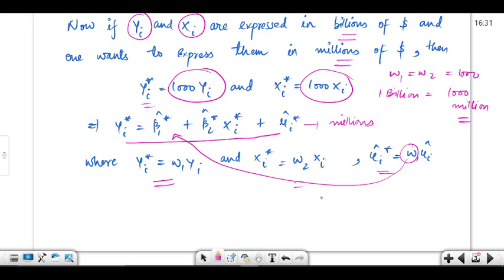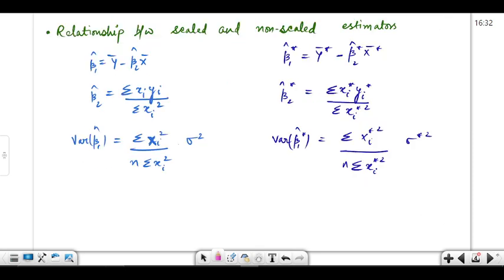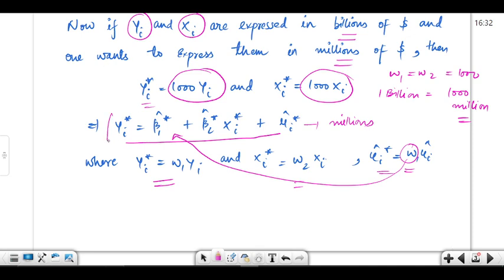How far away is my actual yi value from the average yi value? That is being captured by your ui hat. By whatever factor your yi is changing, by the same factor your ui hat will also change. So the error term will mimic your yi variable, and that is why it is also multiplied by w1. I hope this is clear now. So this is my new regression equation.